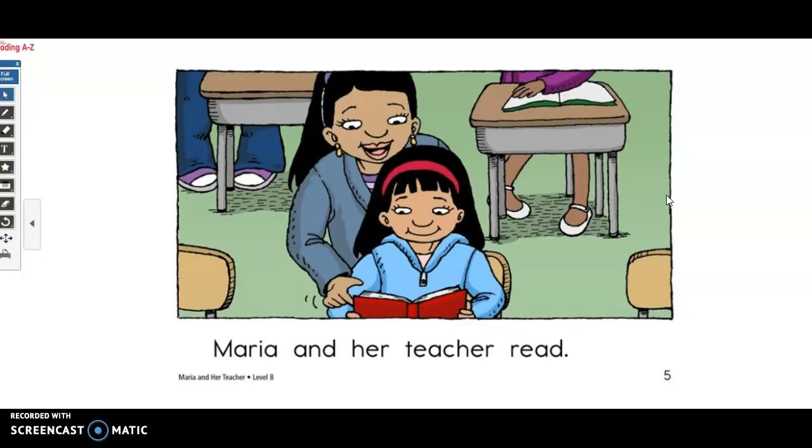What do you notice? So I notice that they have a book in their hand now. So they're reading. And not only is Maria reading, but her teacher is behind her. Her teacher is pointing to the book. They are reading together. And I noticed that, again, they both look very happy. And the reason why I know that is because the characters are smiling.